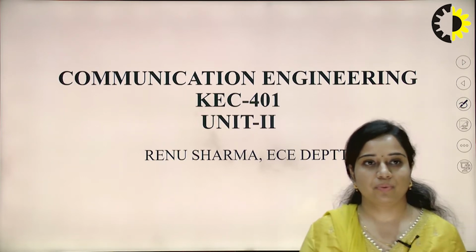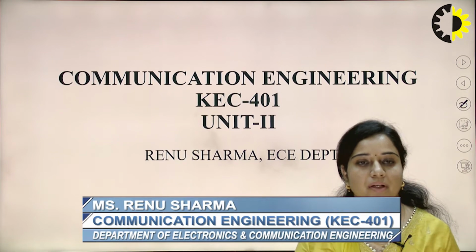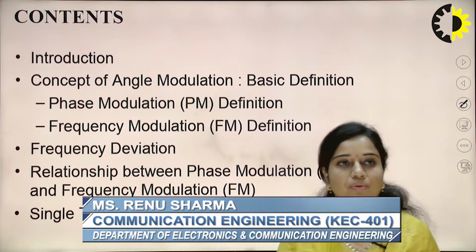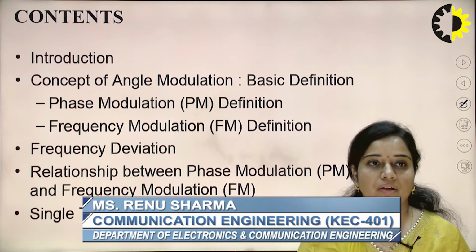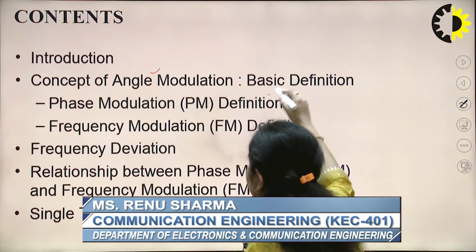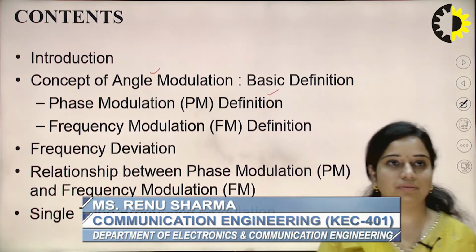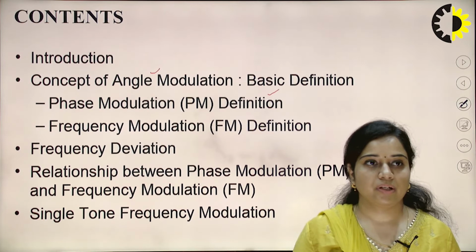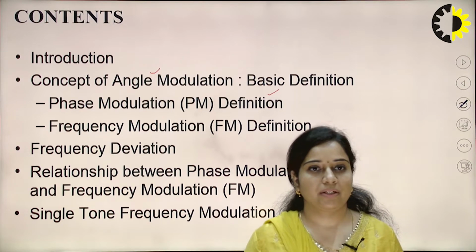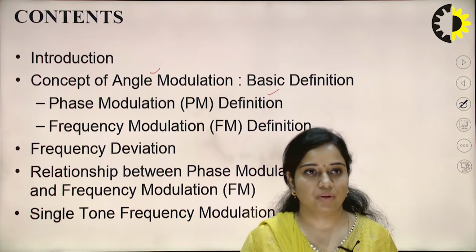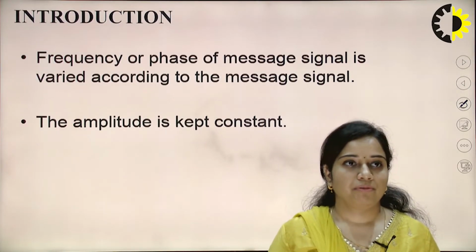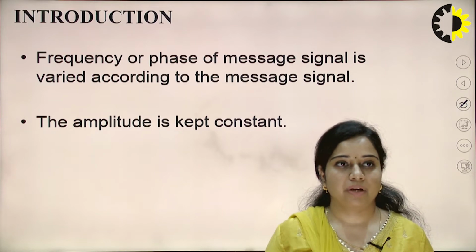Today I am going to start with the second unit of the subject, Communication Engineering. The very first topic of Unit 2 is angle modulation. We will discuss its introduction, the concept and basic definition, and the two types of angle modulation: first phase modulation, then frequency modulation. Then we will discuss the frequency deviation related to frequency modulation, the relationship between FM and PM, and then single tone FM.